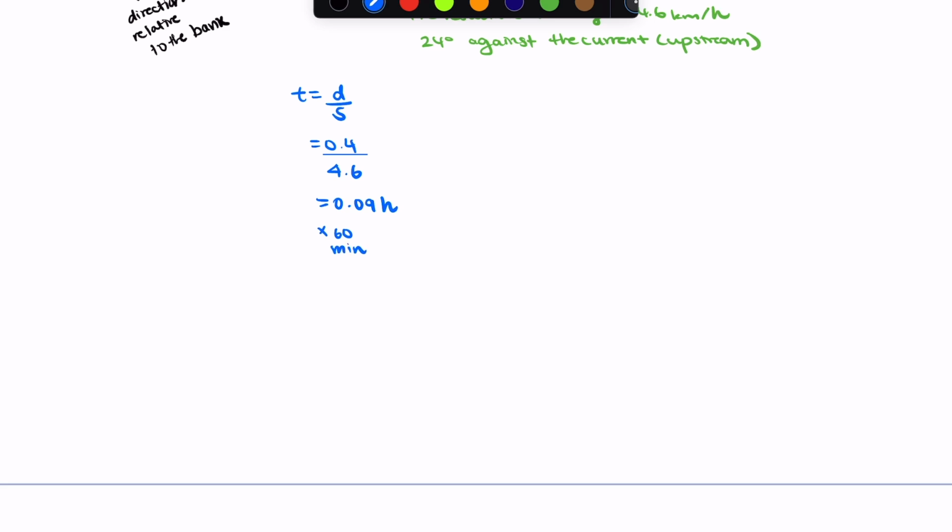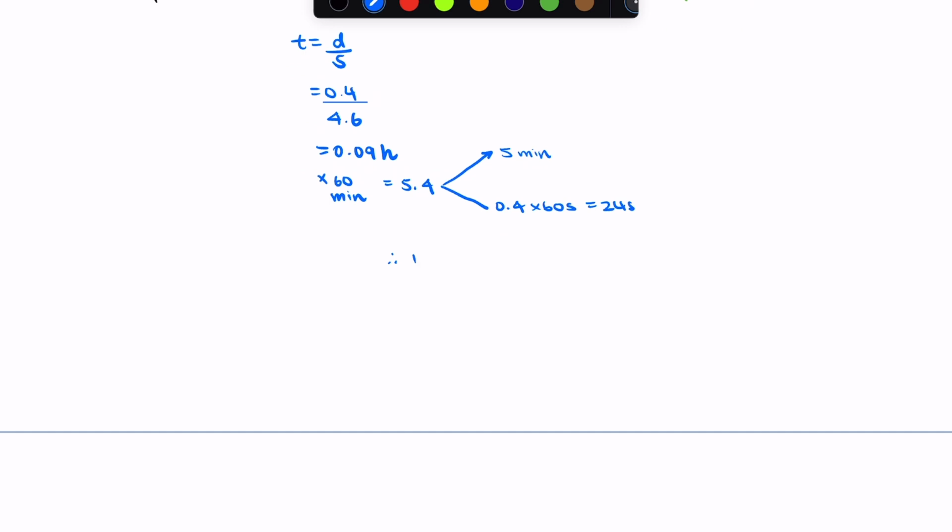And here, if we multiply that by 60 to get it into minutes, it is equal to 5.4. So 5 minutes, then we take our 0.4 and multiply it by 60 seconds, which will equal 24 seconds. So again here, therefore, it takes 5 minutes and 24 seconds to cross the river.